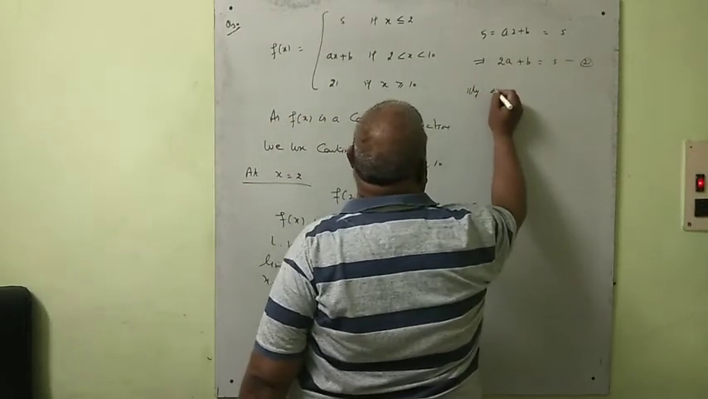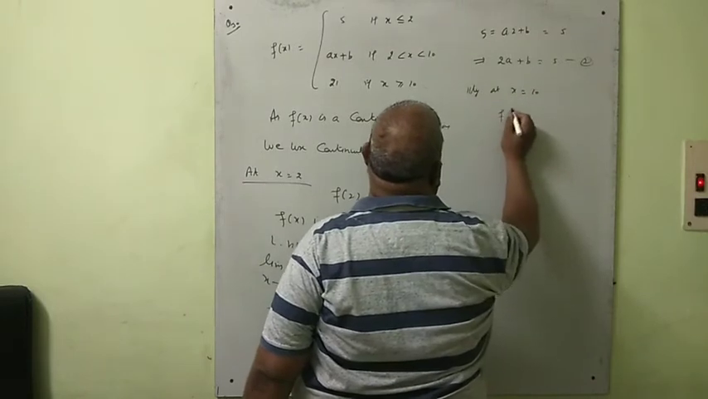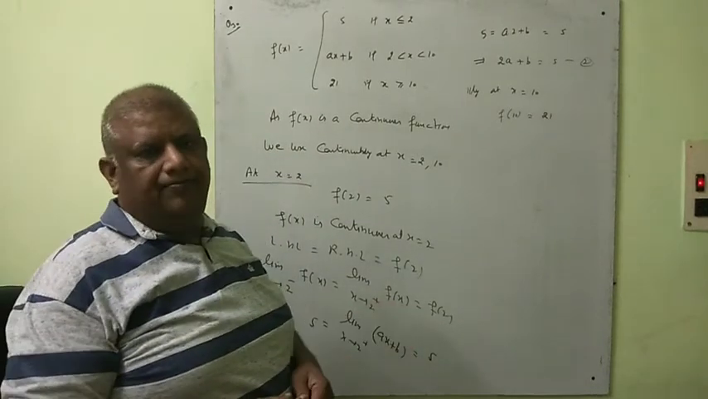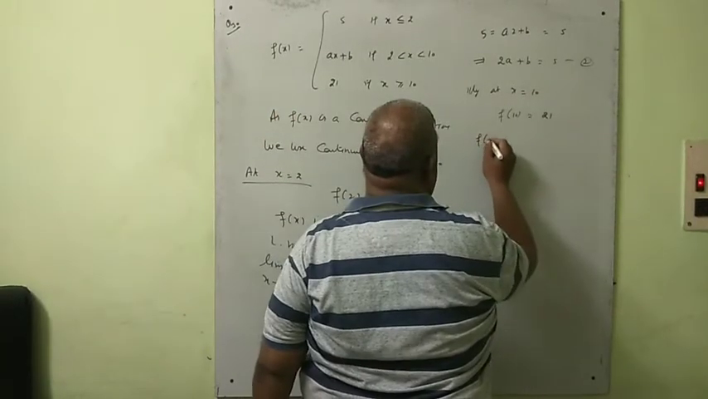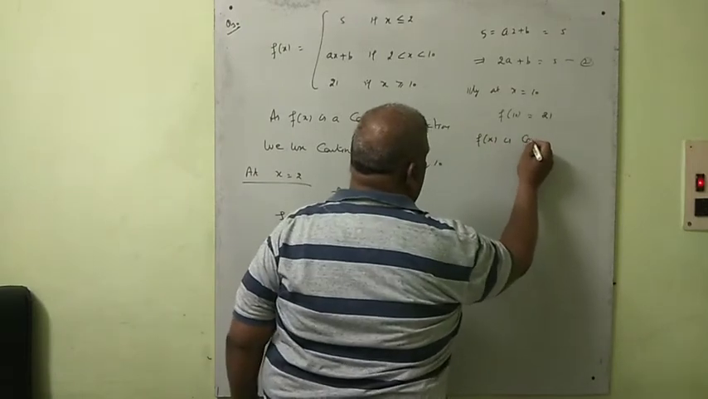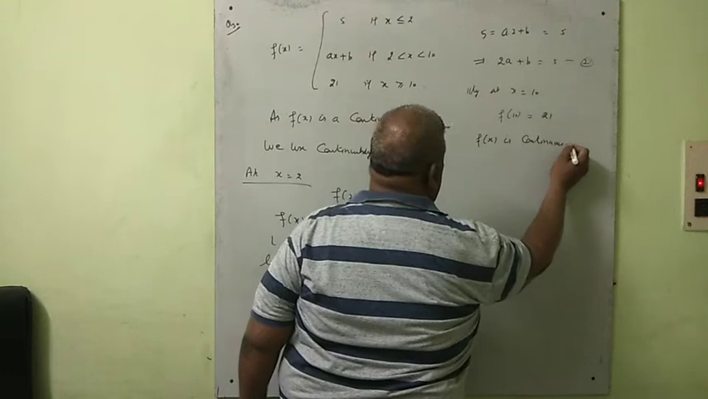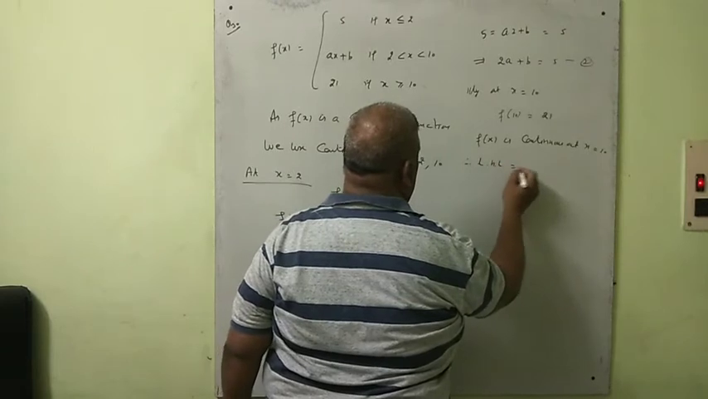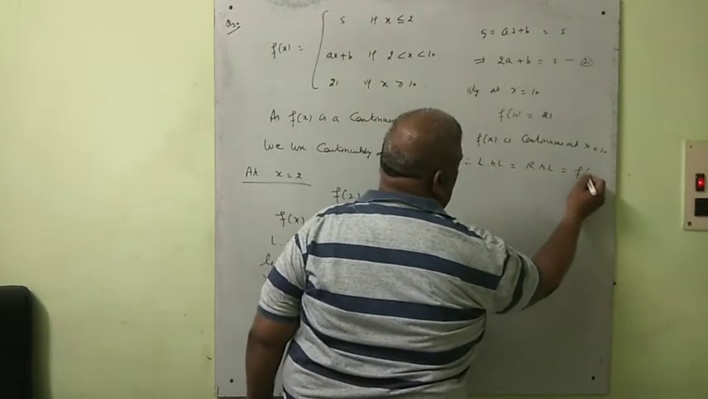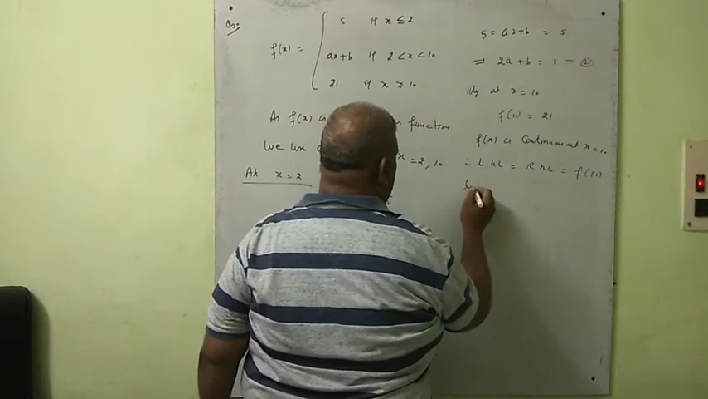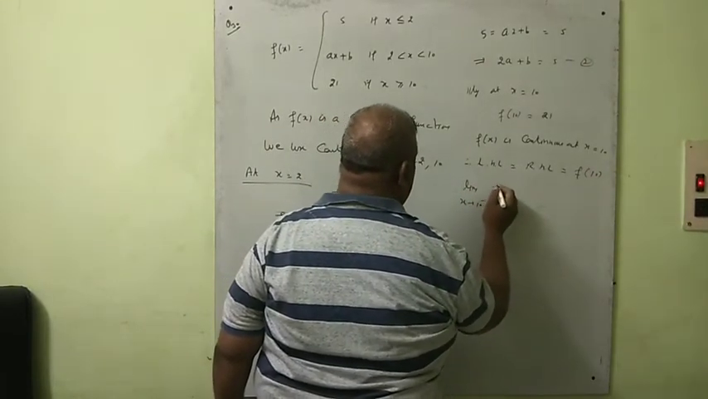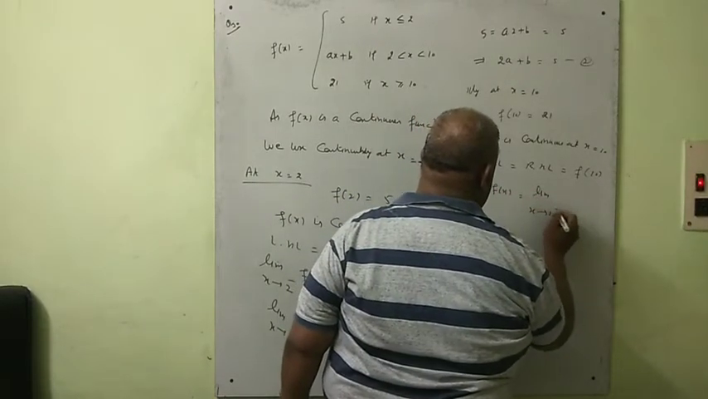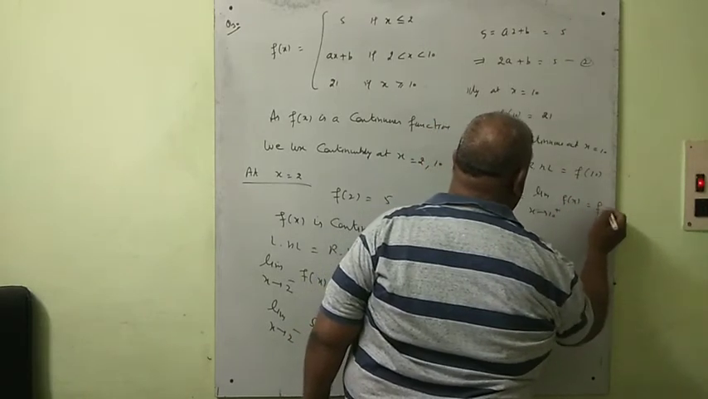Similarly, at x equal to 10, f(10) is 21, constant function, defined. f(x) is continuous at x equal to 10. Again, left hand limit is equal to right hand limit is equal to f(10). Limit x tends to 10 minus f(x) is equal to limit x tends to 10 plus f(x) is equal to f(10).